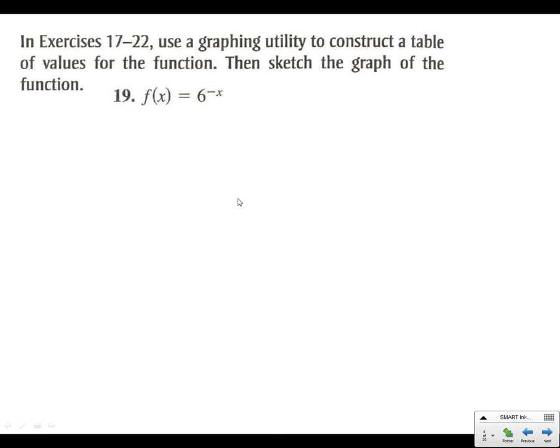Alright, there we go. So 6 to the negative x is what you need to try to sketch. I would recommend starting with a table, a couple numbers, maybe -3 to +3 for your x's, get some y values, and then plot those, see what the graph does. It should come in for a landing if you're doing it right.